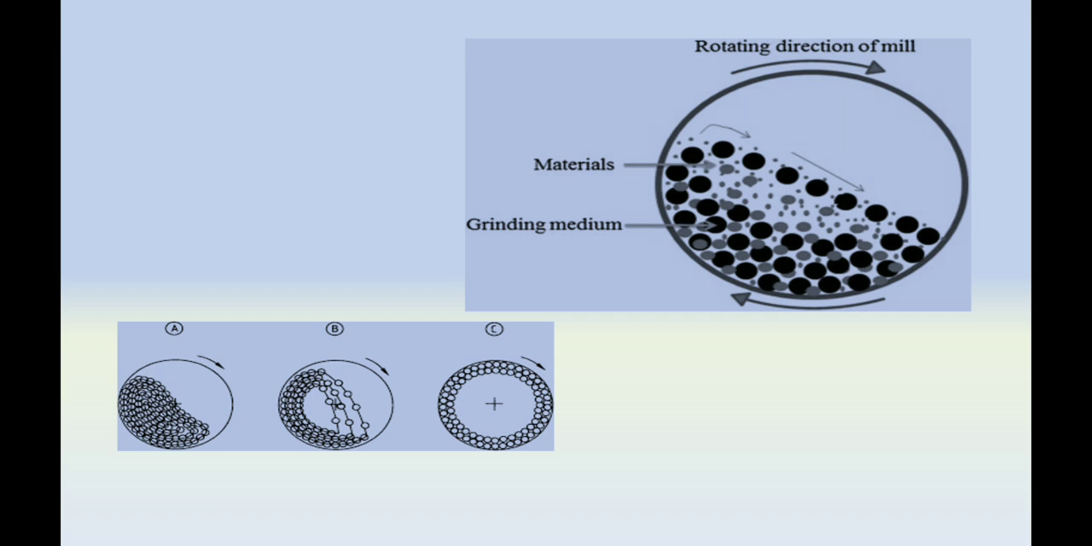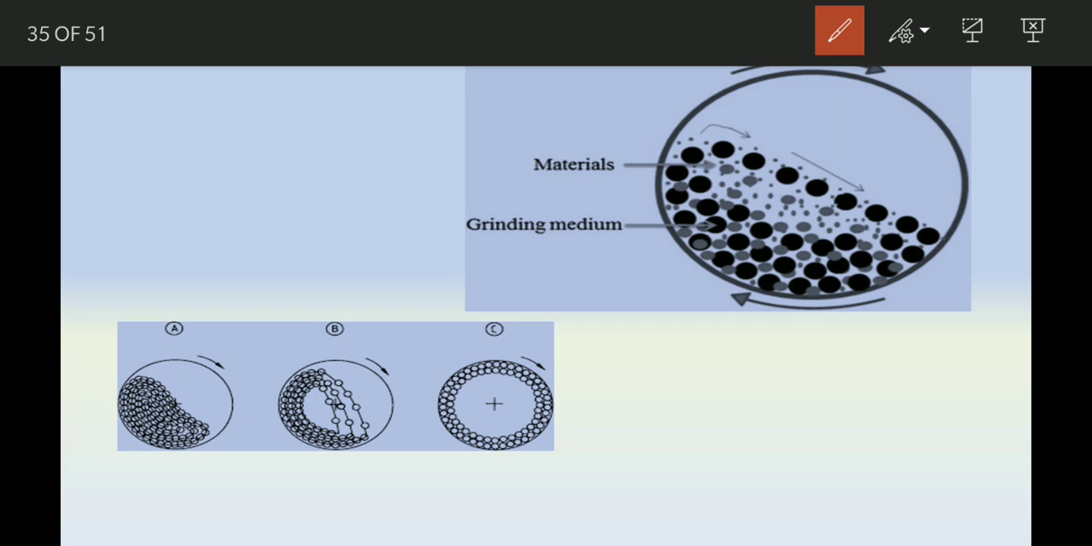At low speed, the balls roll over each other and attrition will be the predominant mode of stress. The use of small balls is recommended so that the surface area is the greatest. This mode of attrition is used for wet grinding. It may be useful to add a surface active agent to prevent agglomeration. This is at low speed.